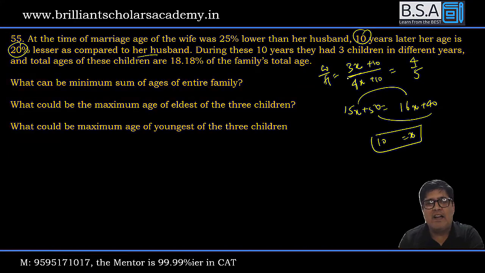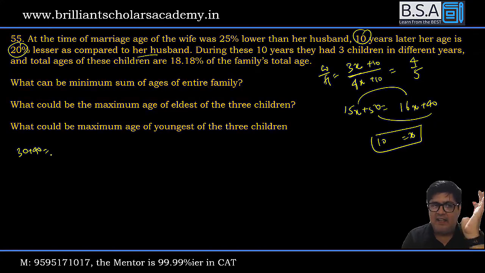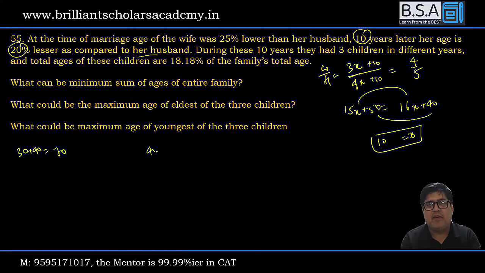That means earlier their ages were 30 and 40. 30 and 40 were their ages earlier. That means their combined age was 70. Now, because 10 years are added, their ages are 40 and 50 years. So that is only husband and wife.